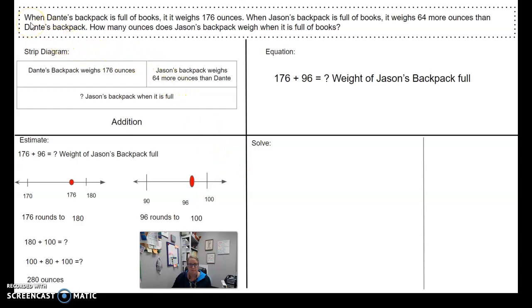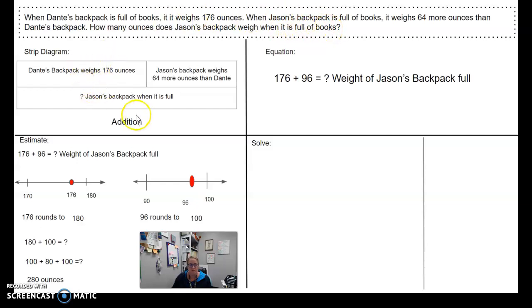So the first problem says, when Dante's backpack is full of books, it weighs 176 ounces. When Jason's backpack is full of books, it weighs 64 more ounces than Dante's backpack. How many ounces does Jason's backpack weigh when it is full of books?